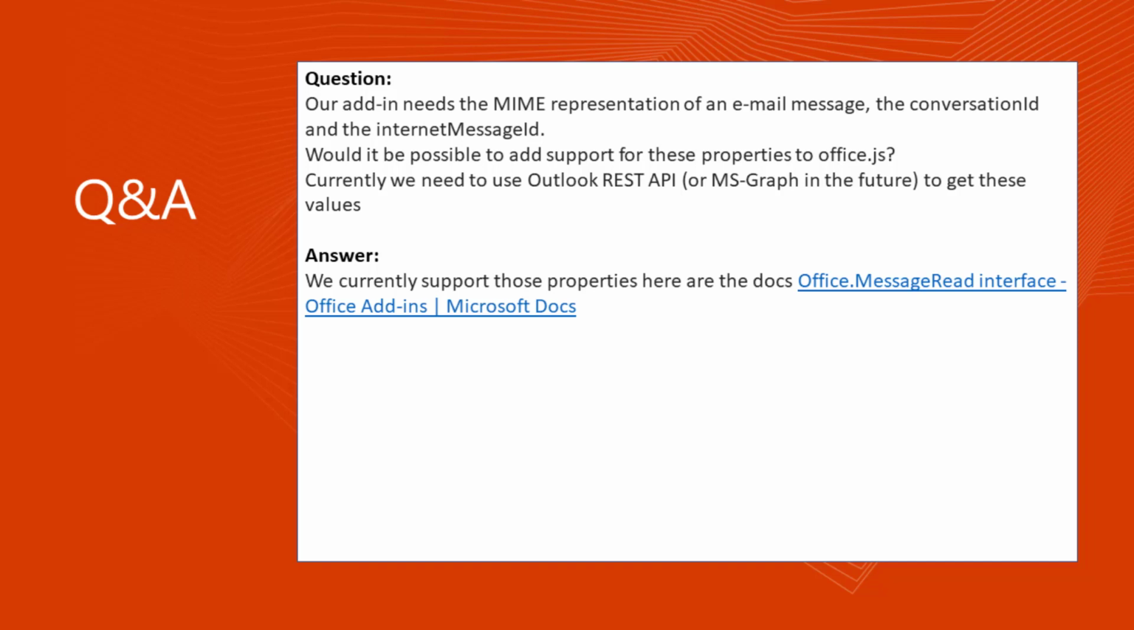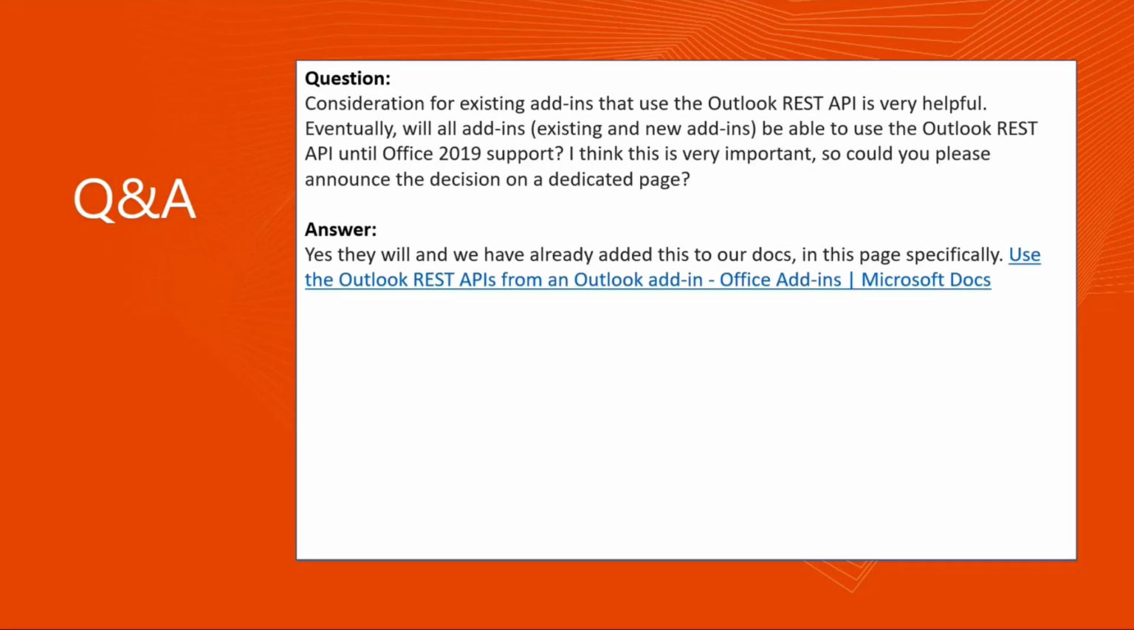And our second question prior to this call was, so consideration for existing add-ins that use the Outlook REST API is super helpful. Eventually, will all add-ins, existing and new, be able to use the Outlook REST API until the Office 2019 support? So yes, they will. And we've already added this functionality to our documentation as well in this page specifically. So feel free to consult this link as well and let us know if you desire further functionality or if there's anything else you think we could add.